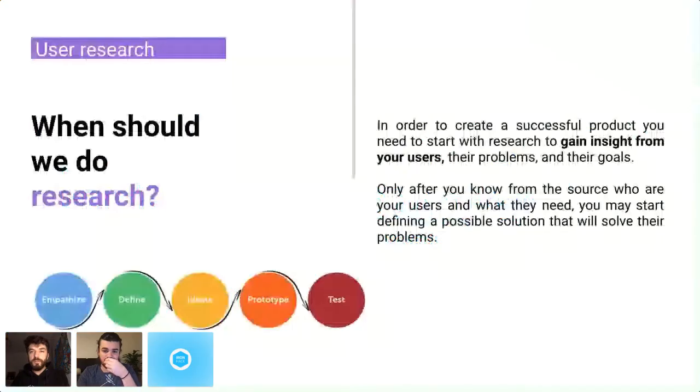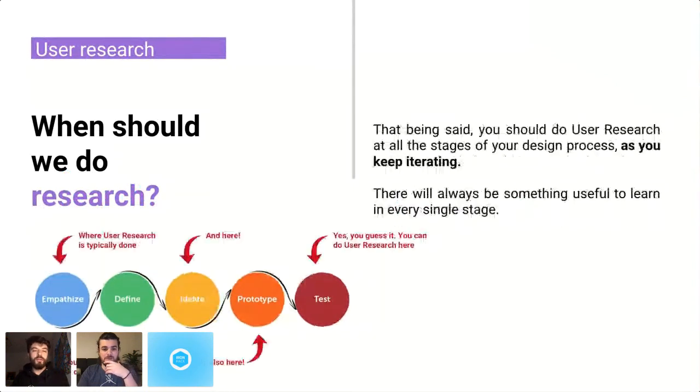When should we do research? We do research at the beginning, in the empathize and define stage, but actually we can do it in every stage. If we find out that the previous stage was not done well, we can iterate this stage and we can constantly do additional user research.